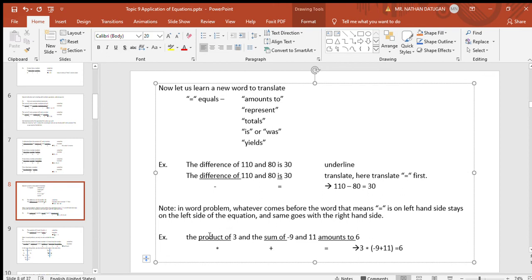And pretty much do the same thing you did in expression. Can we translate the product of 3 and the sum already? Nope, we can't, because we don't know what the sum is. It's not even a variable. So let's move on to the second part, the sum of negative 9 and 11. Is that something we can do? Yes. So it's going to be negative 9 plus 11.